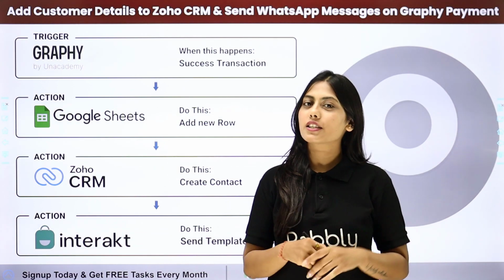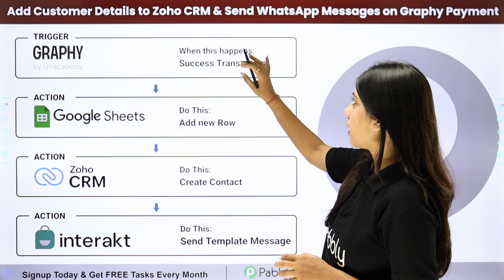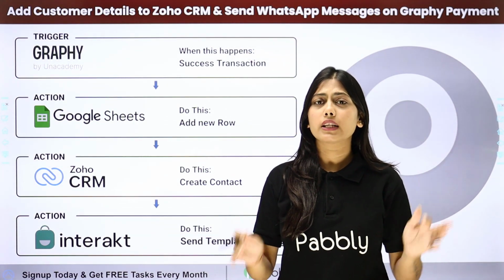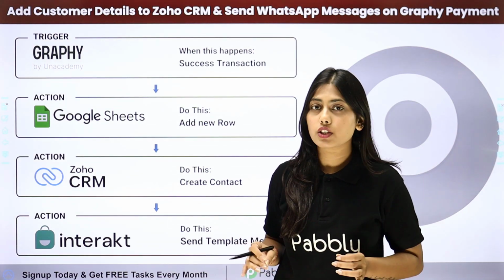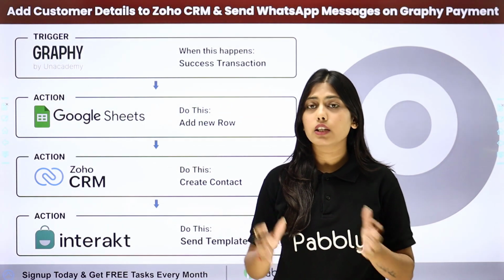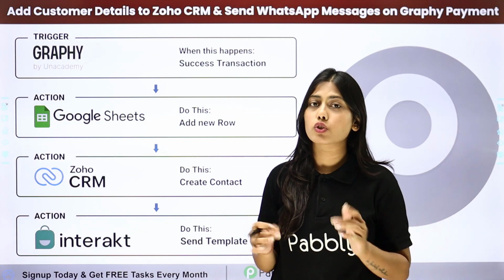Hello everyone. So in this video, we are going to learn how to add customer details to Zoho CRM and send WhatsApp message on Graphy payment. Now, as you know that Graphy is a learning management system, and whenever a successful transaction of a course takes place over there, you want to collect that customer details in your Google Sheet, then Zoho CRM, and also send a notification message on WhatsApp.